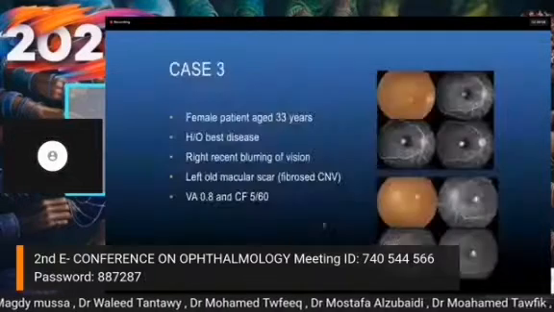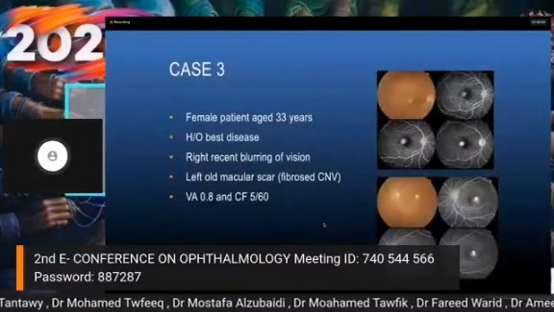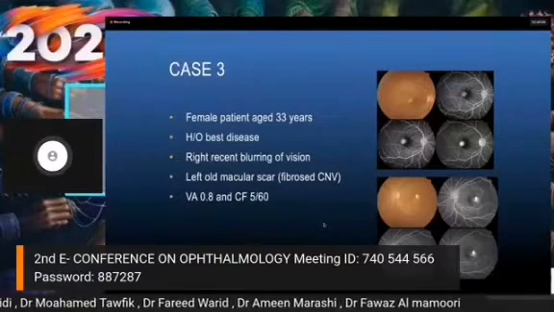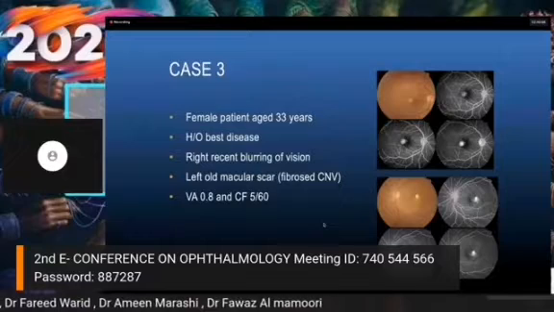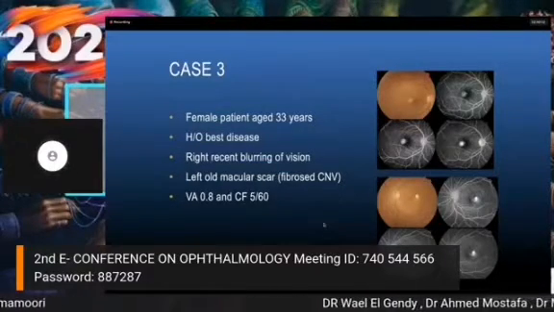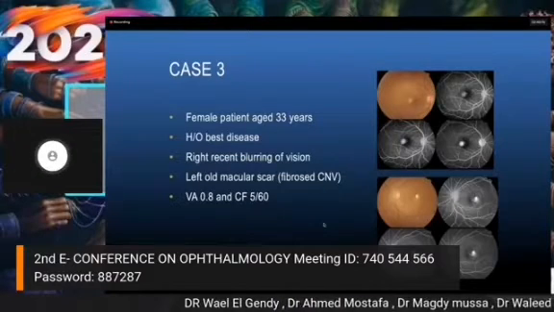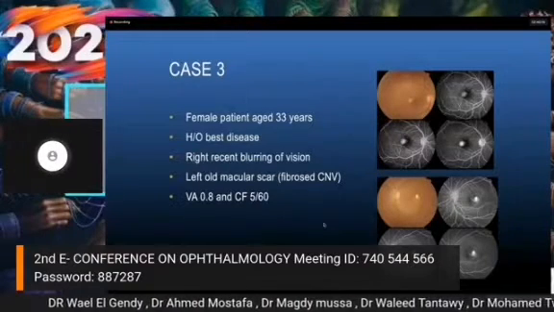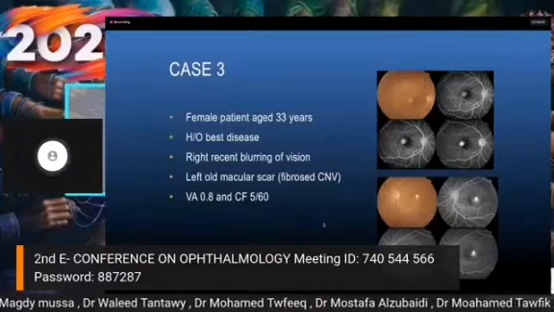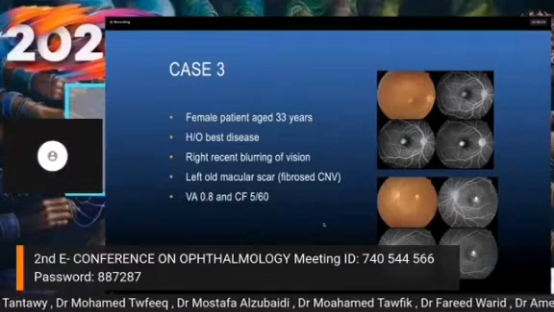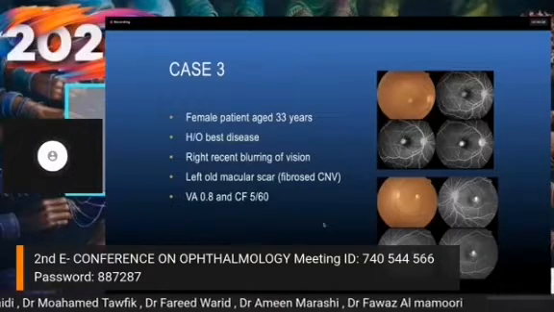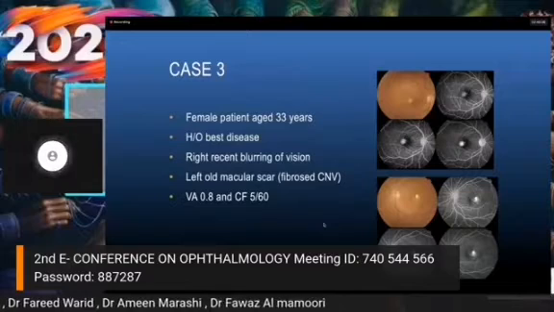My last case, this is a female patient. She's a doctor, and I used to see her 16 years ago when she was young, and she had Best disease. I've seen her since she was almost 16 or 17 years old. She had recent blurring of vision in the right eye, and her left eye had an old macular scar, as we see, and visual acuity 0.8 in the right eye, which is not bad, and 6/60 in the left eye, an eccentric fixation.